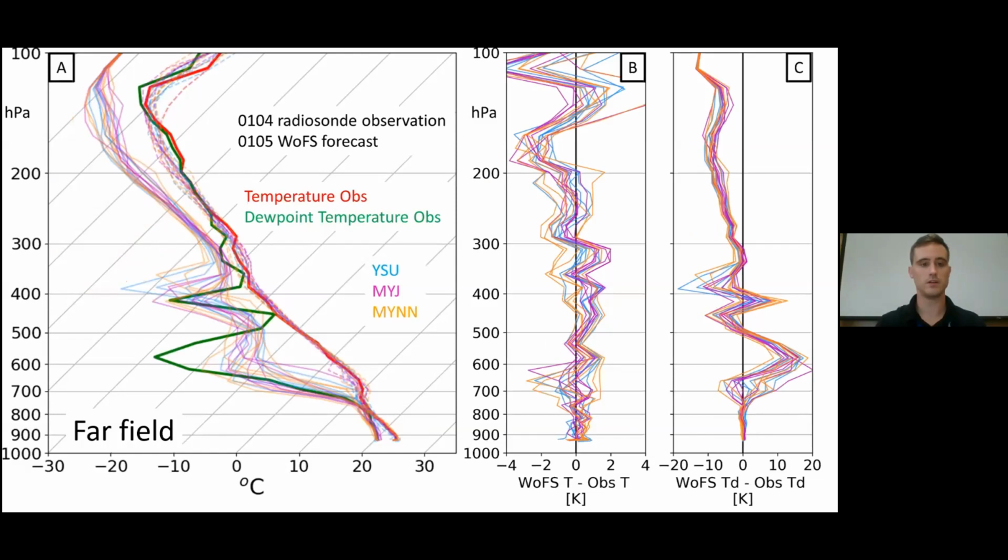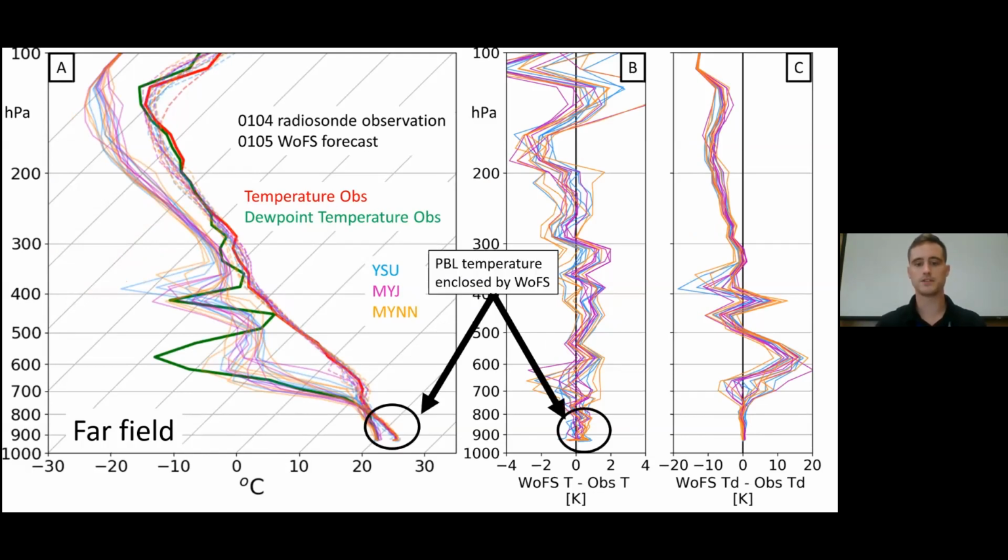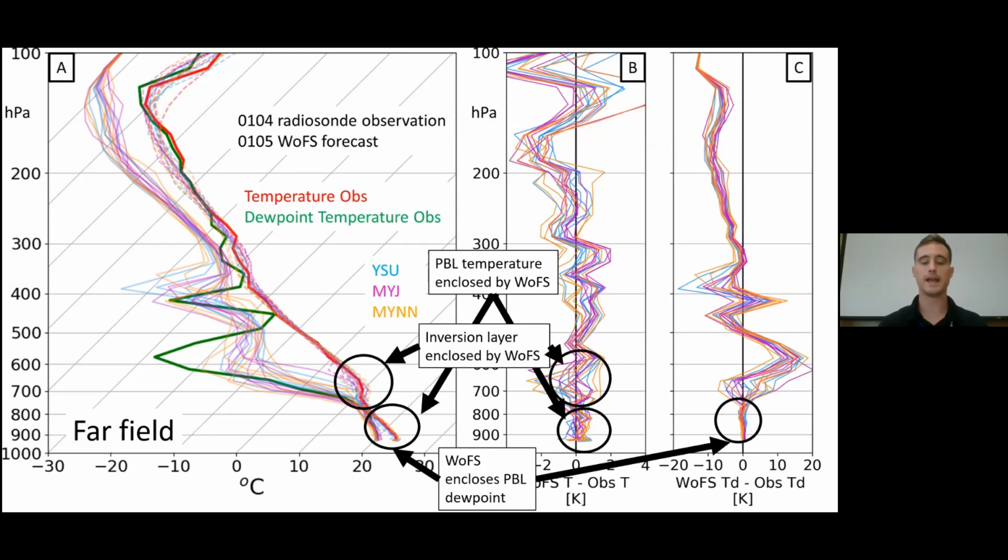Looking to the far field 0105 or 0104 observation, the PBL temperature does enclose WoFS, so it does a bit better job here in the far field later on in the day. And WoFS still encloses the PBL dew point as well, so that does a good job there. And now WoFS encloses the inversion layer of the observation, and so it seems to be doing a bit better job here in the far field later on in the observing period.